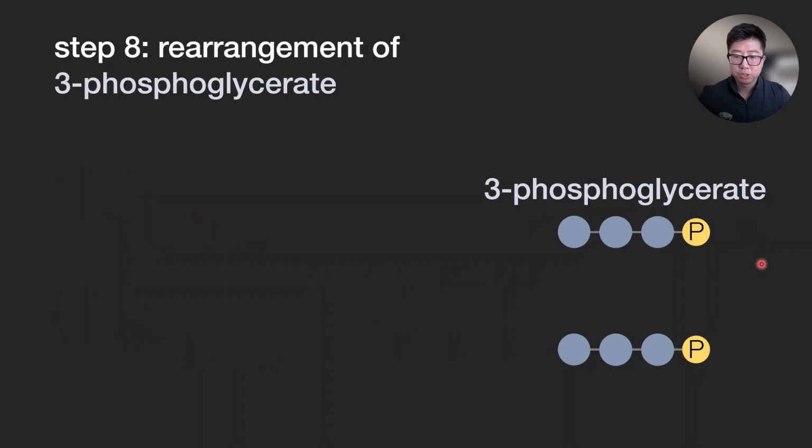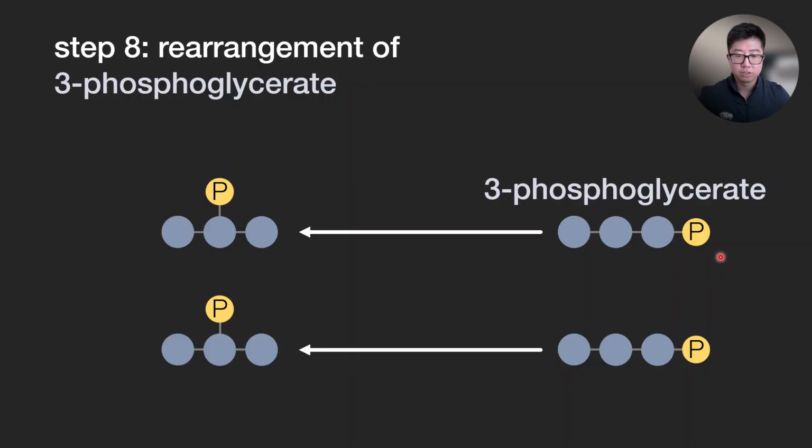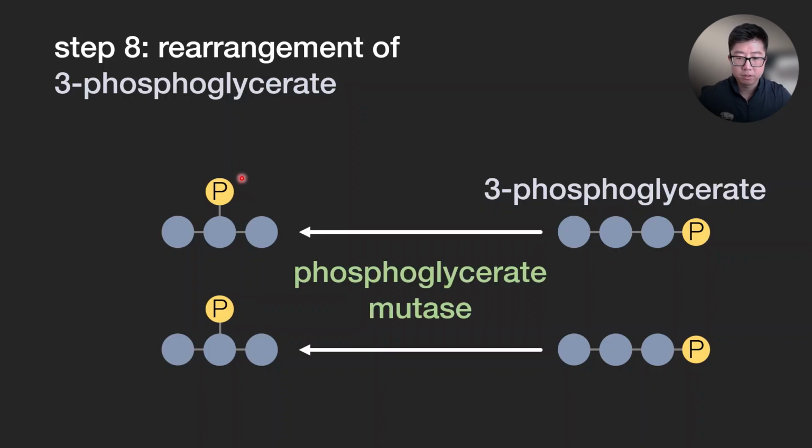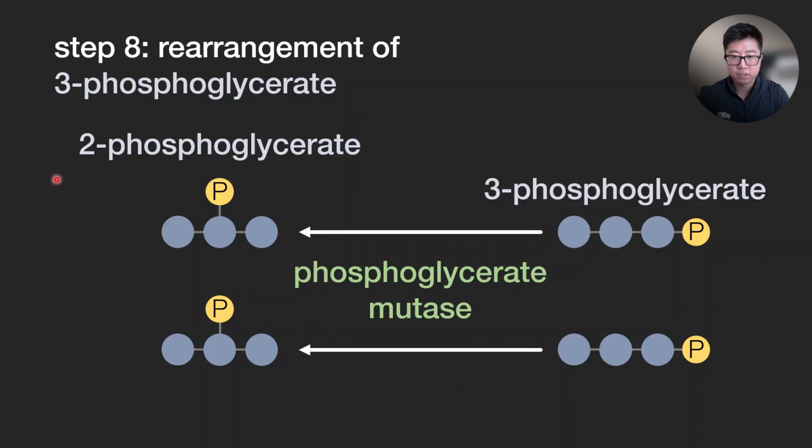So now what we're doing is we're essentially rearranging the product that we got from the previous step in order to prepare it for the final energy producing steps of glycolysis. So in this step, the phosphate group gets shifted from the 3rd carbon to the 2nd carbon, and this reaction is carried out by an enzyme called phosphoglycerate mutase. So as a result, 3-phosphoglycerate gets converted into 2-phosphoglycerate.